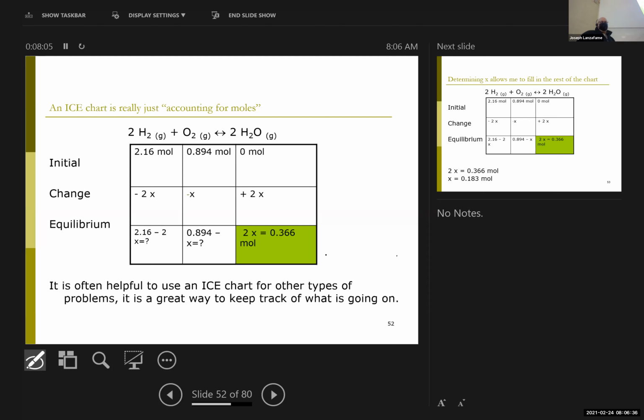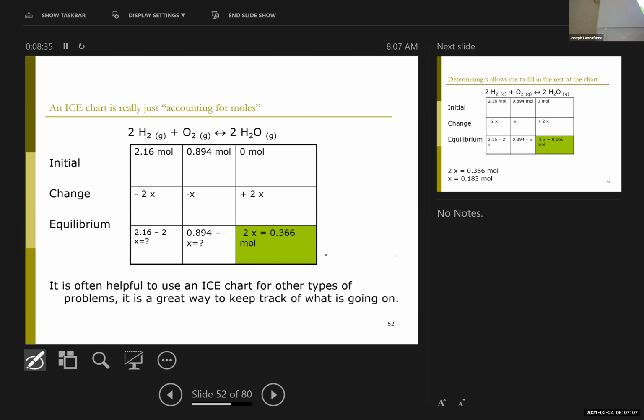And so this is about where we got at the very end of class, as you might have been nodding off, packing up, or zooming out. My initial plus my change is always my equilibrium amount. In the case of the first two columns, that really gives me an algebraic expression that I cannot solve. The equilibrium amount is 2.16 minus 2x.